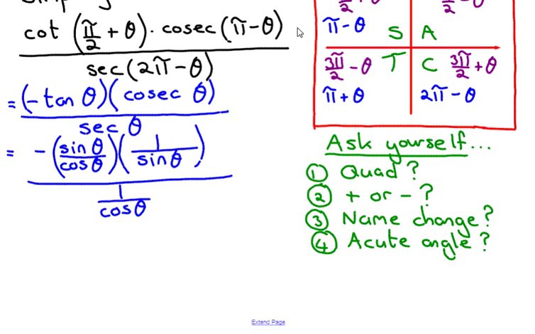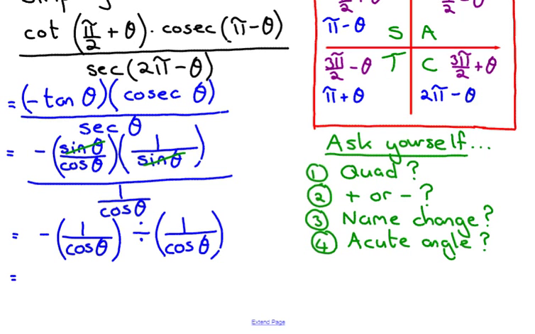Alright, now you should see that things start to cancel out. I'm going to cancel out in green. So this sine theta and that sine theta cancel. So what I can do is write another step just so that you can see all the in-between steps. I've got negative 1 over cos theta divided by 1 over cos theta. Now when I've got a fraction inside of a fraction, I like to actually use just my normal divide sign. So divided by 1 over cos theta.